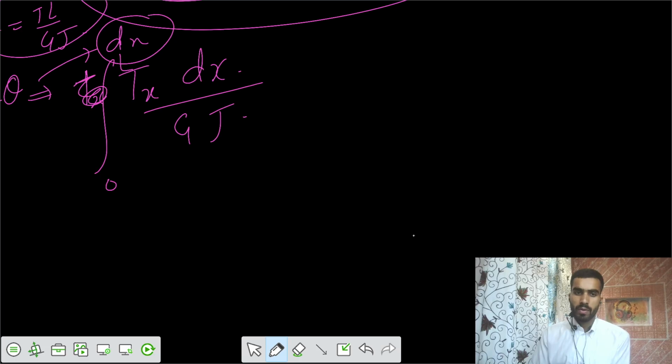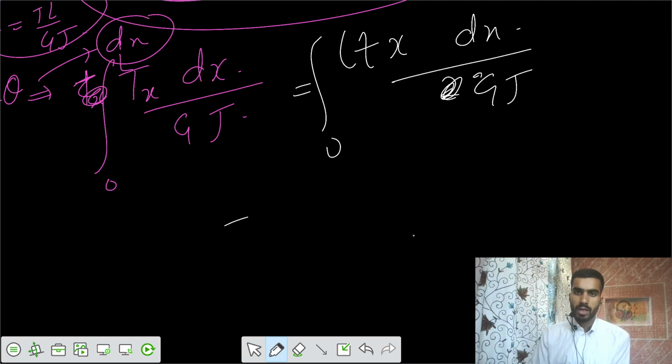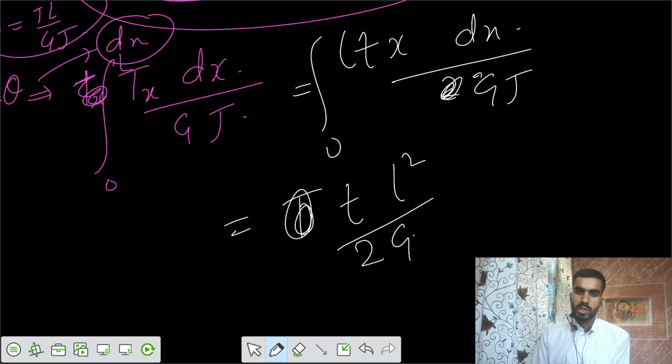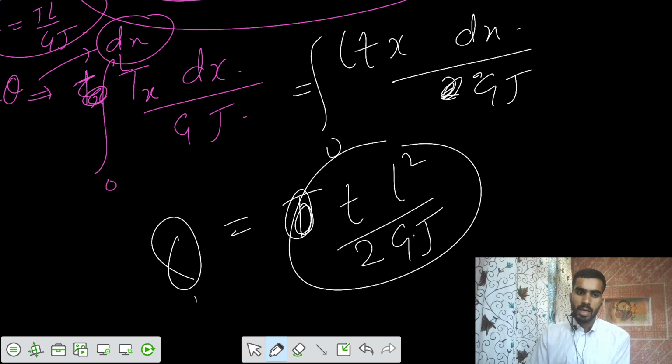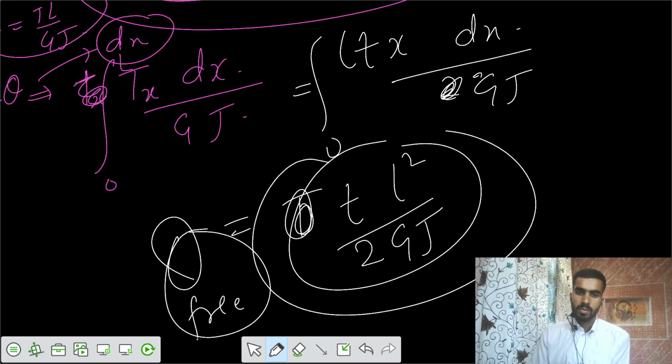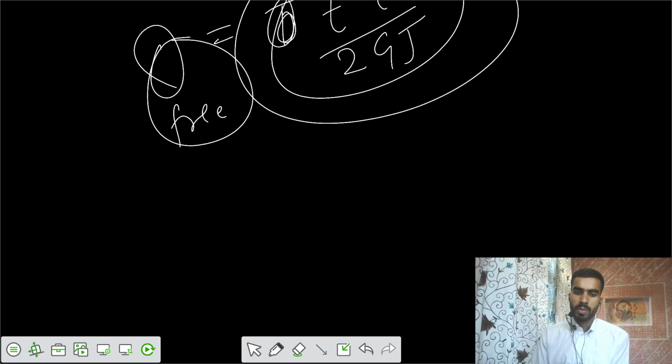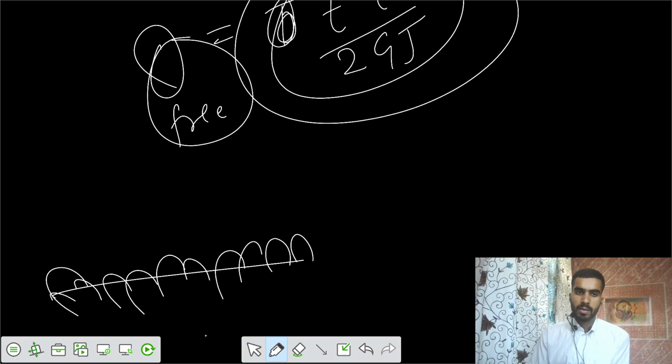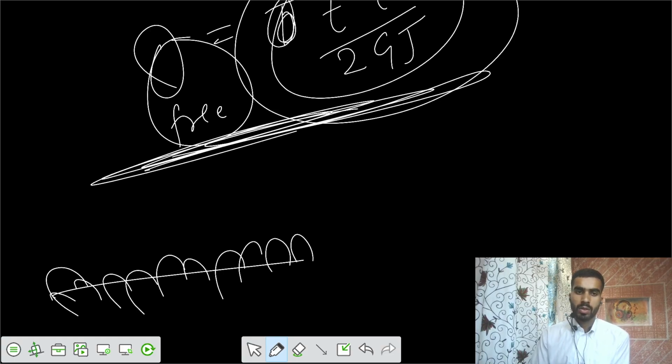If I use that value of Tx equals to tx, and we have dx by GJ, integral 0 to L, I got a value of small t L square by 2 GJ. So this is the theta at the free end. This is the total theta that is contributed by all those uniformly distributed torques for the entire length. This is the total theta contributed from 0 to L.